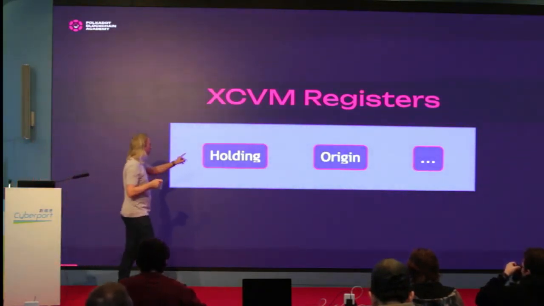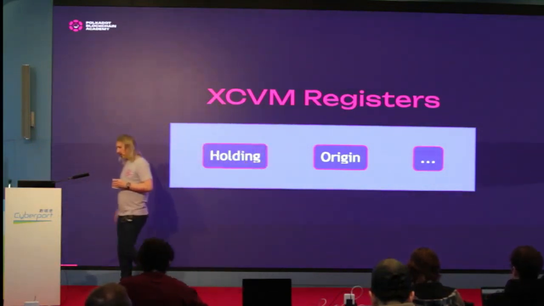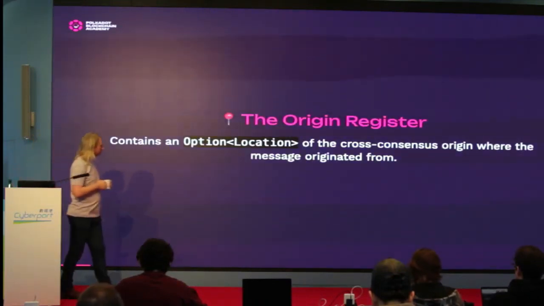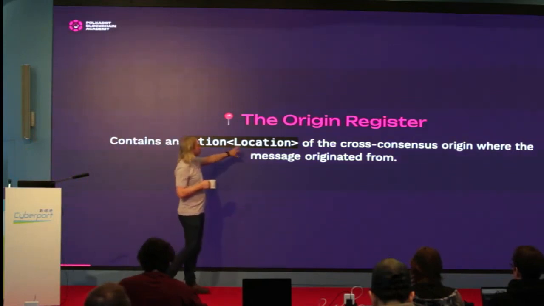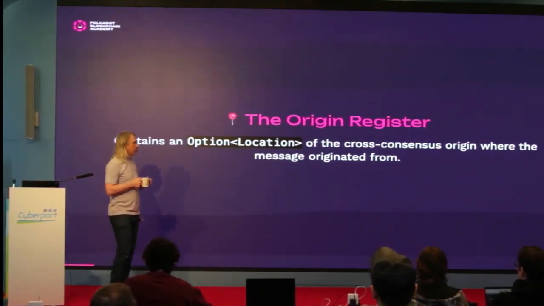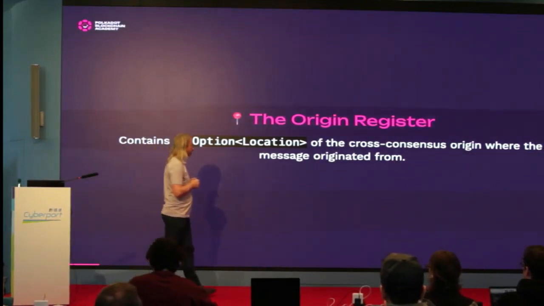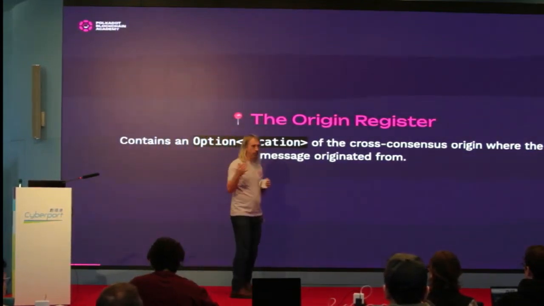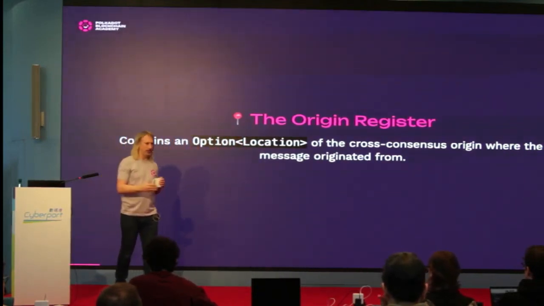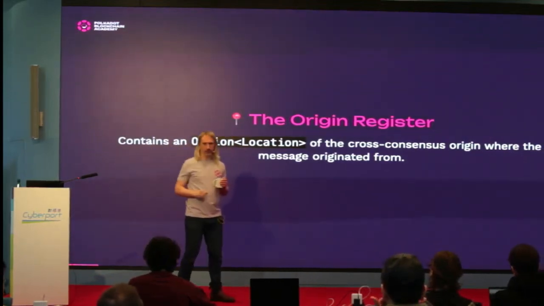There is one register called the holding register, another one called the origin register. There are several others, I think about 9 or 10 in total. The origin register has an optional location, and not surprisingly, this is the origin of the currently executing message or program. In the context of the XCVM, of course, we call messages programs, but they're actually the same thing. They're both just a sequence of instructions.